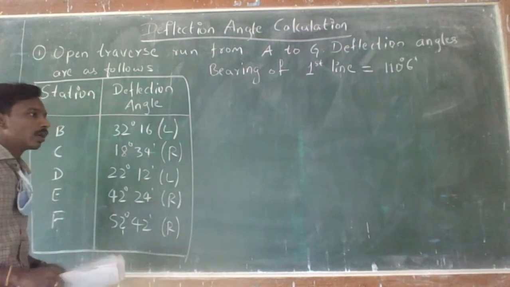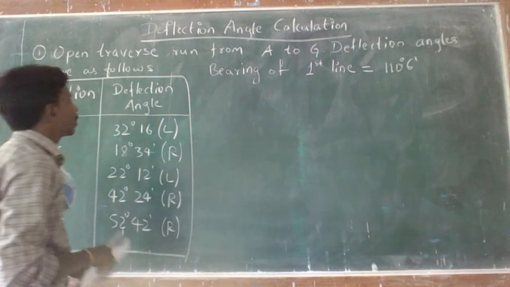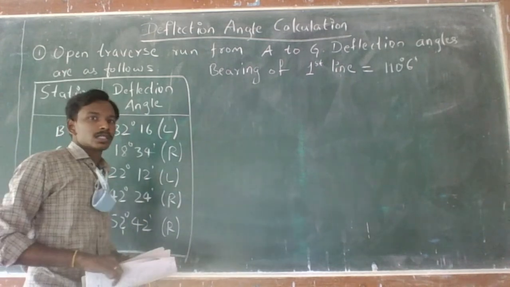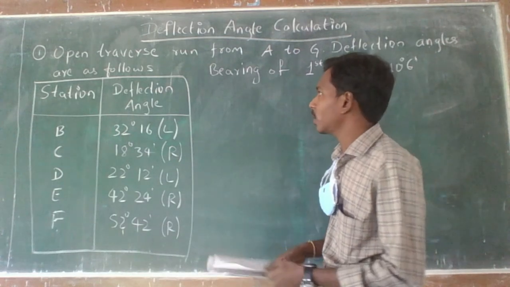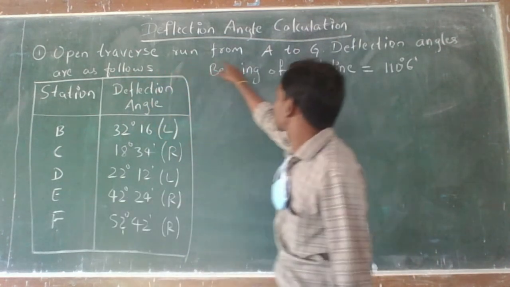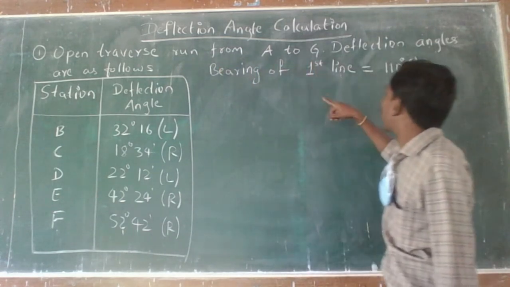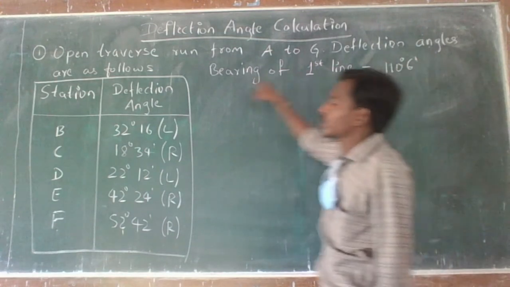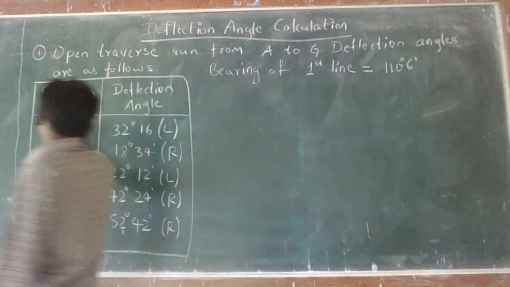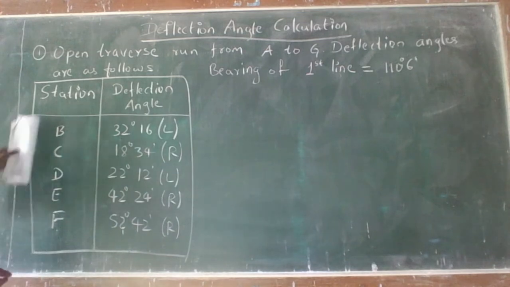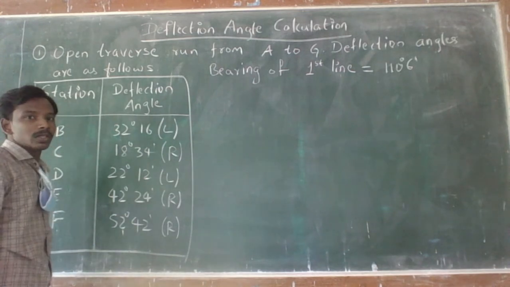So today we are going to calculate deflection angles and bearings of the given stations. So here this is the first problem. Here you can see it is an open traverse which runs from A to G, and deflection angles are as follows. So they have given the deflection angles of the stations. B, C, D, E, F are the stations given, and respective deflection angles are also given in the problem.